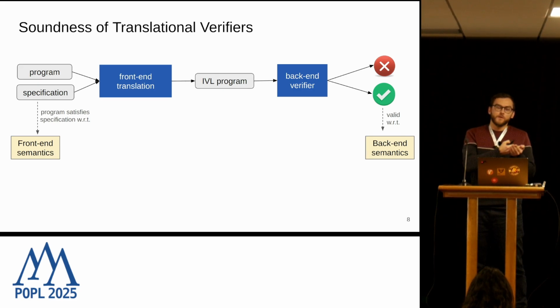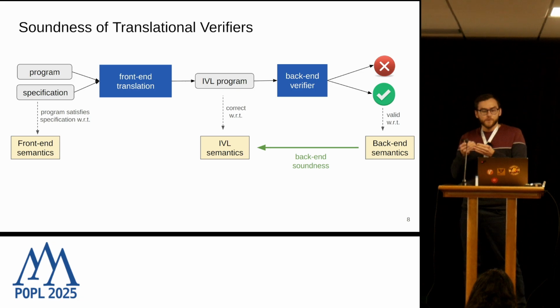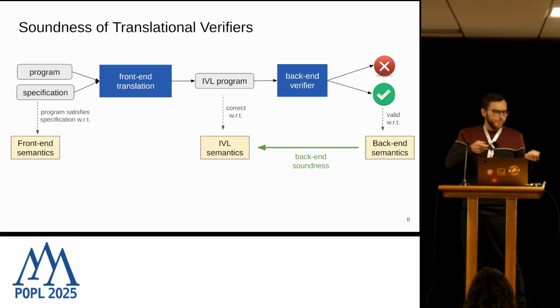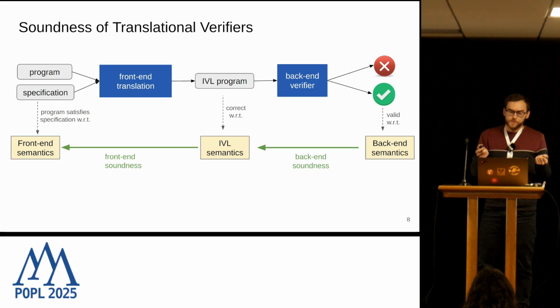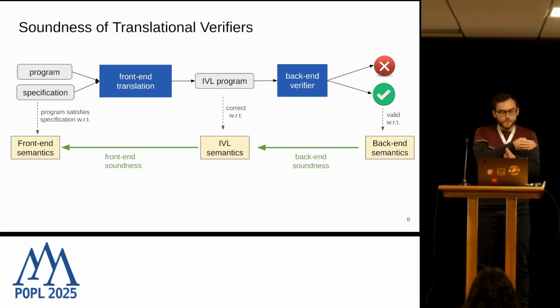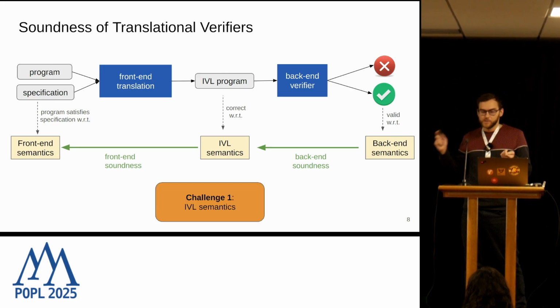And because we have an IVL program in the middle, we can actually split this desired soundness property in two. So we can first connect the backend semantics to the IVL semantics, which is independent from any backend verifier, with this backend soundness step. And in a second time, we can just connect the IVL semantics to the front-end semantics via front-end soundness. And there are several challenges in this approach.